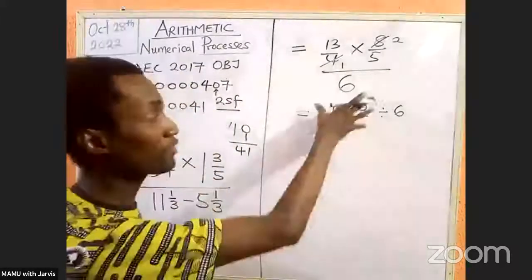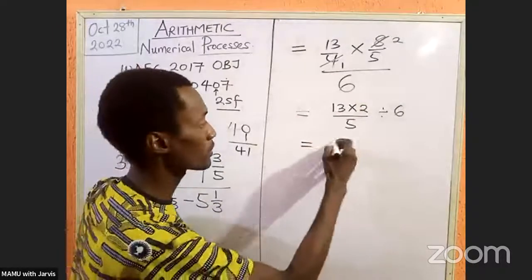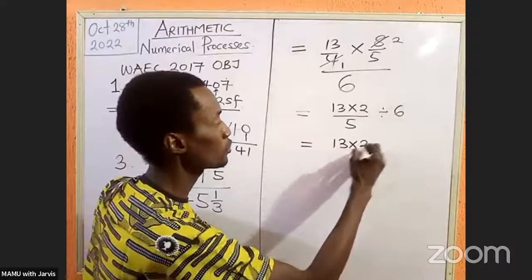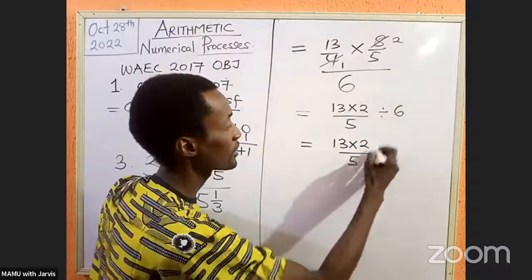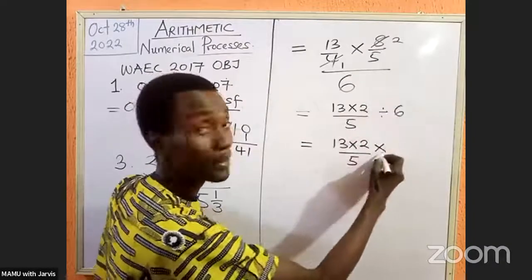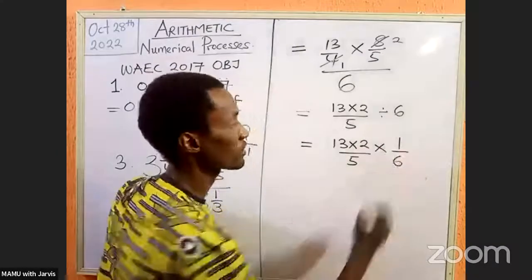Okay, now look at this. This is what you're going to have. And what would this be? This will be 13 times 2/5. This division returns to times and becomes 1/6.